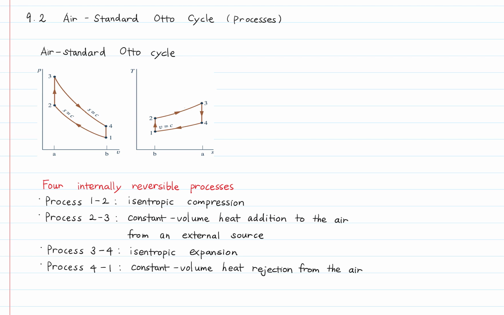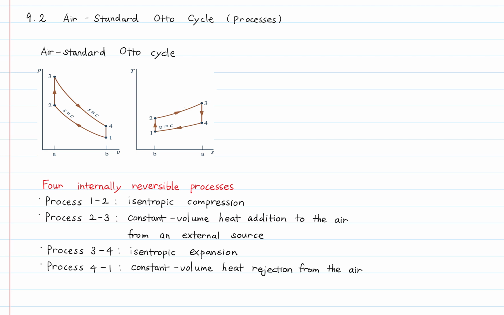9.2 Air Standard Otto Cycle. The Air Standard Otto Cycle is an ideal cycle to model spark ignition internal combustion engines. We use Air Standard analysis for the Otto cycle. The Otto cycle takes place in a closed system. The mass of air is fixed throughout the cycle. The cycle consists of 4 internally reversible processes.